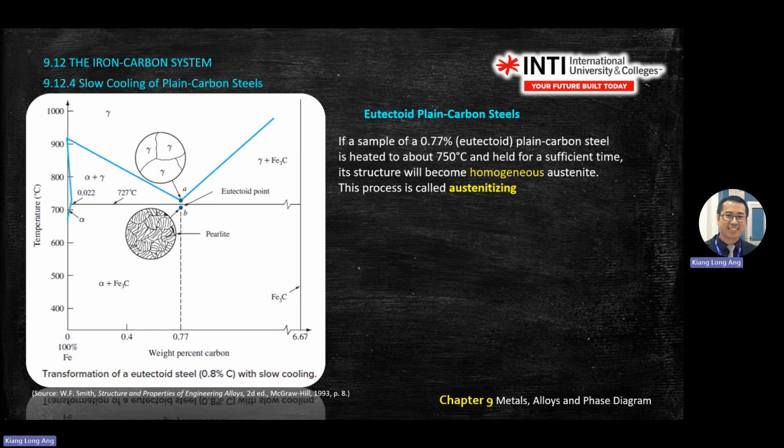So here, at this point, it is full gamma, and then you drop down in temperature again. The gamma will change to alpha and Fe3C, or we call it pearlite. When it drops into this region, this region is called pearlite.